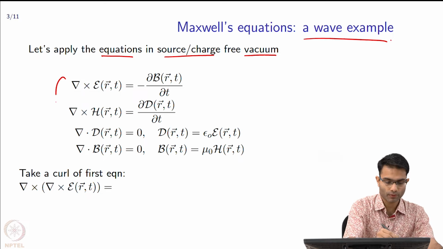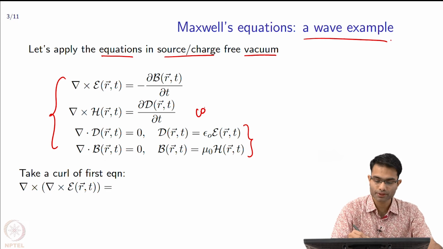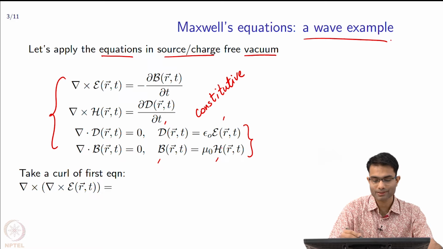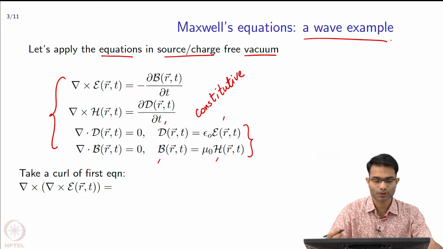These four equations we have all seen before. There are two additional what are called constitutive relations, which tell us the relation between D and E, B and H. Since it is vacuum, it is very simple. This is related by epsilon naught and mu naught. Not at all difficult.